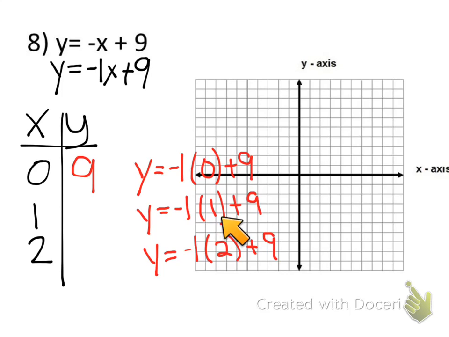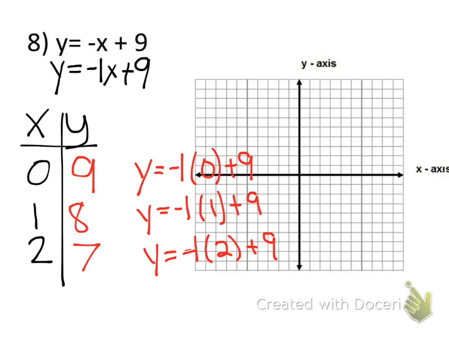Negative 1. What's negative 1 plus 9? Come on. Negative 1 plus 9. Very good. I didn't hear. And what is negative 1 times 2? You're a step ahead of me. This is a negative 2 plus a 9 is a 7. You're right. Did you notice the pattern? See? Very good. I'm okay with that. All right.